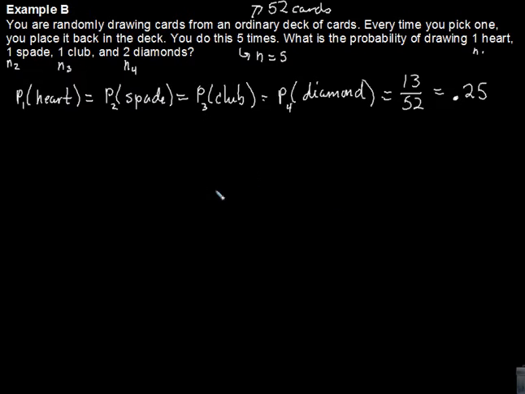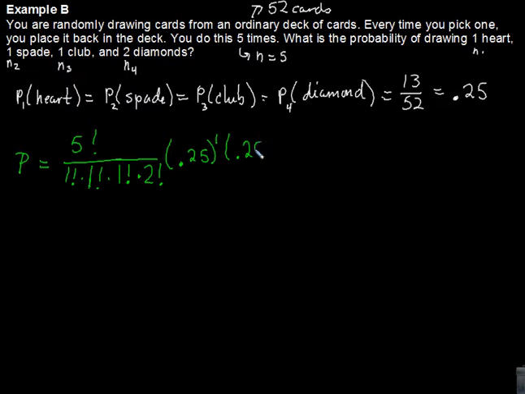So, my probability of drawing a heart, a spade, a club, and 2 diamonds is 5 factorial divided by 1 factorial times 1 factorial times 1 factorial times 2 factorial, times 0.25 to the 1 times 0.25 to the 1 times 0.25 to the 1 times 0.25 to the 2. These numbers down here should match your exponents up here, always.